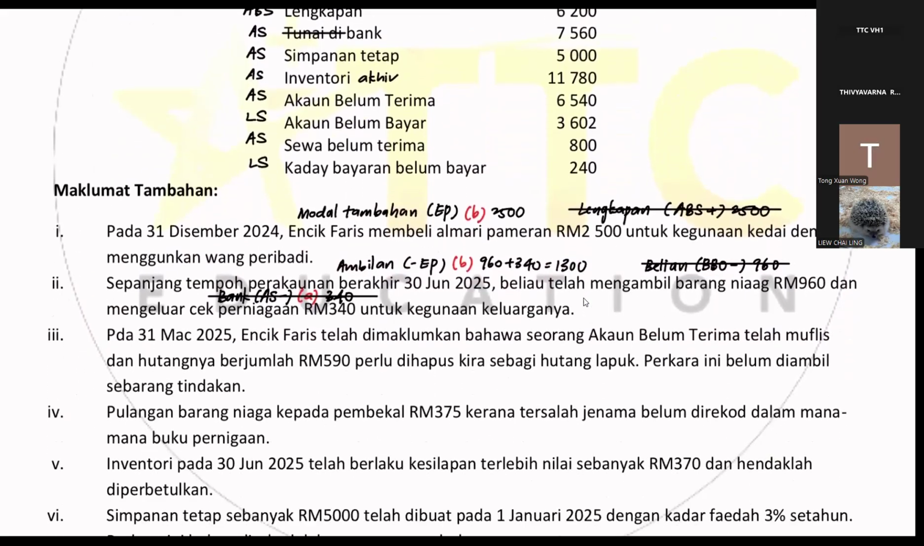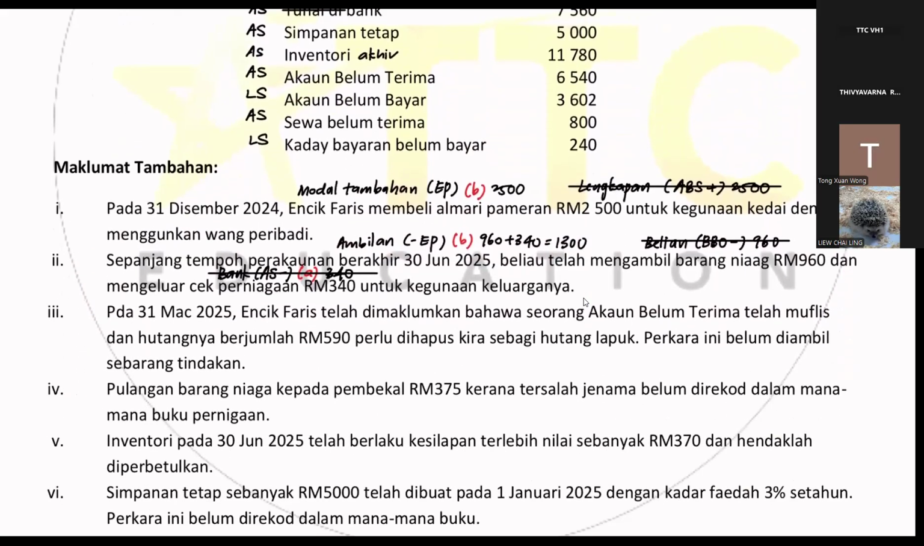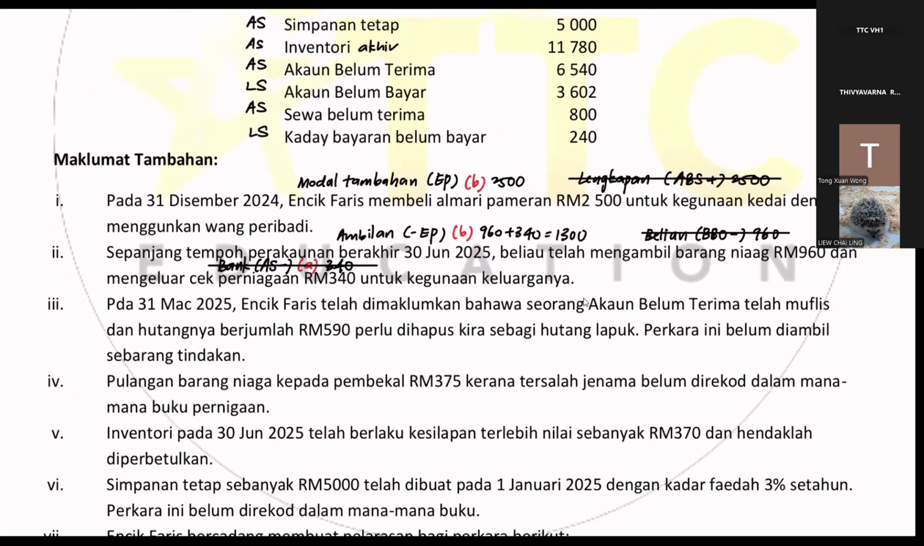Okay. Number 3. On 31st March, the boss has been informed that one ABT moved, bankrupt. So his portion of hutang become hutang lapuk. And take note, dimension. Belum diambil sebarang tindakan. That means we never take any action. That means we never record anything.